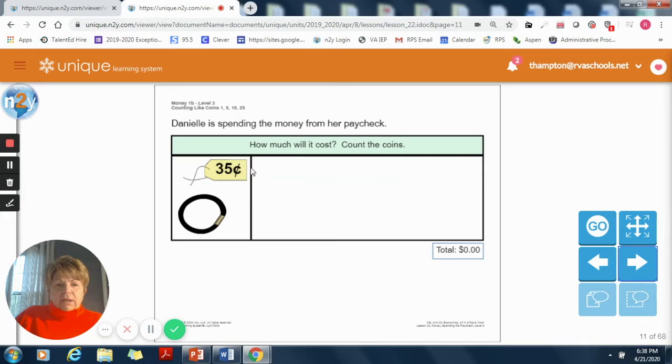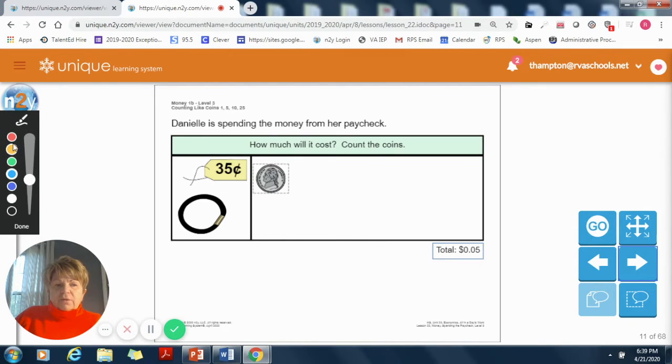Now, let's click and begin to count out our coins. And I want you to tell me the name and the value of the coin that comes up. Are you ready? So what is the name of this? You can ask a family member. Yes, the name is a nickel. And how much is that nickel worth? How much is it worth? It's worth 5 cents.